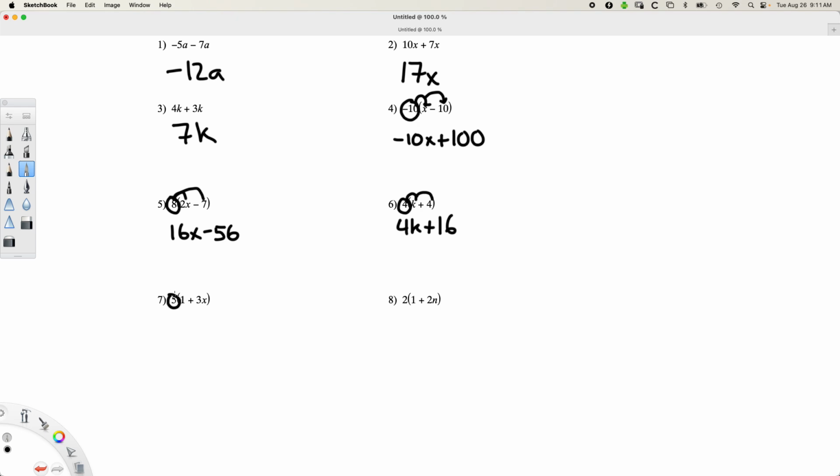5. I'm going to distribute the 5 to the 1 and to the plus 3x. 5 times 1 is just 5. 5 times plus 3x is plus 15x. And then finally, I have 2 times 1 and times plus 2n. So 2 times 1 is 2, and 2 times 2n would just be 4n.